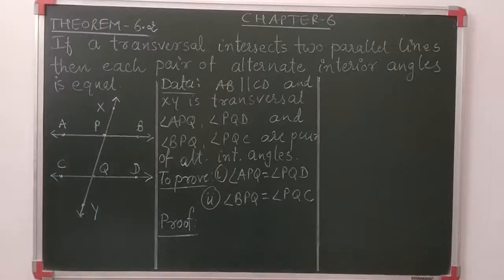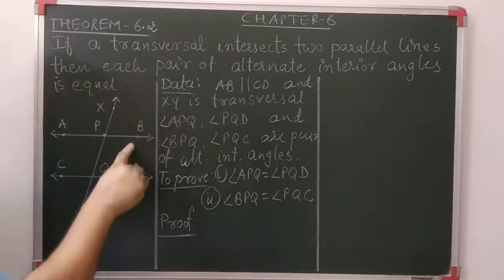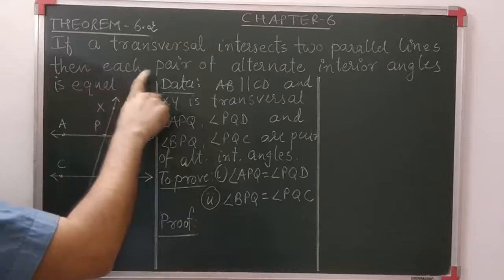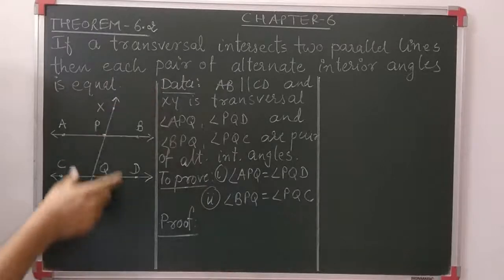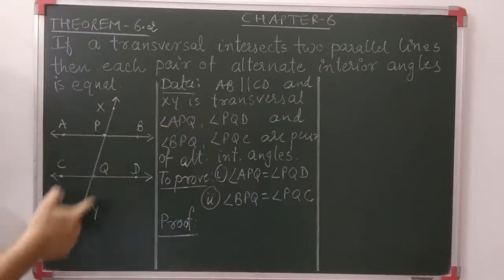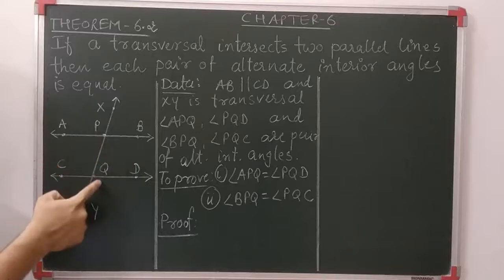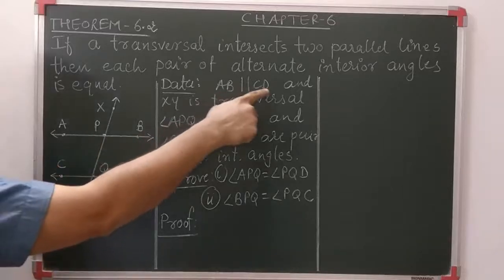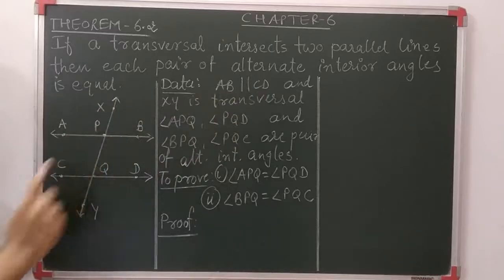Let's start with theorem 6.2. Let's read it out: given a transversal which intersects two parallel lines, then each pair of alternate interior angles is equal. You can see in the diagram that there are two lines AB and CD, and XY is the transversal which intersects the parallel lines AB and CD at points P and Q. So AB is parallel to CD and XY is the transversal which intersects at P and Q.